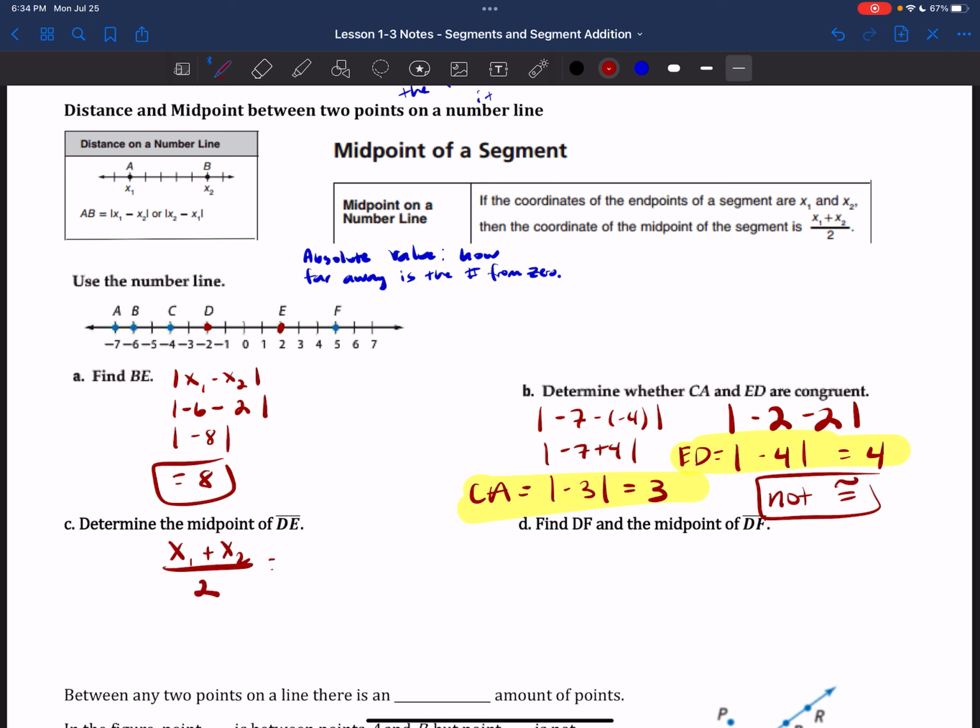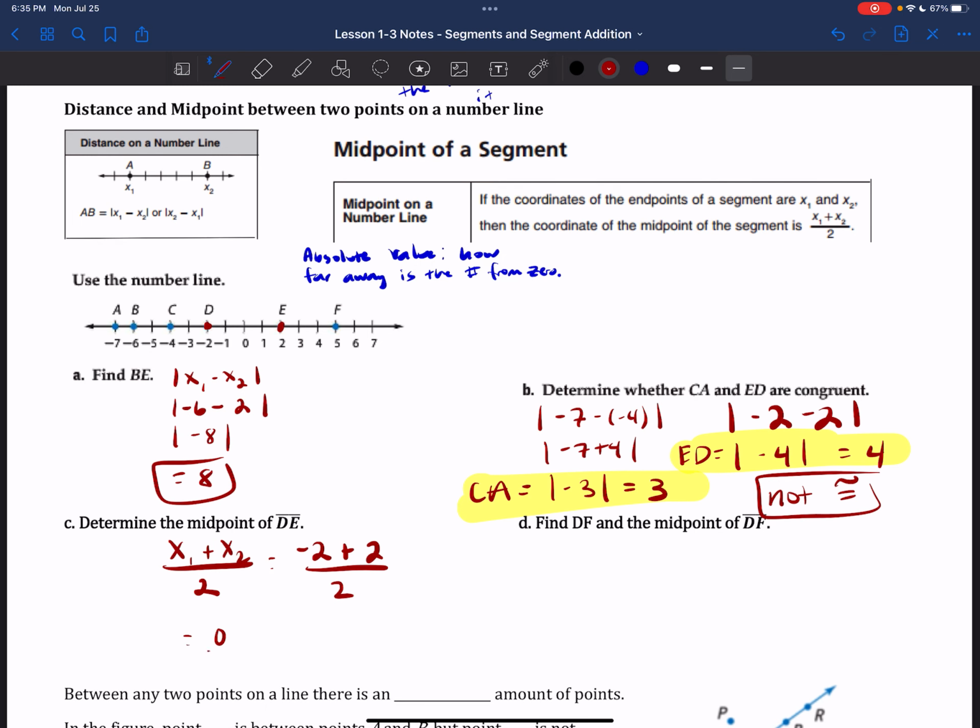X sub 1, I'm just going to say that's -2, plus x sub 2, which is 2. And then I divide that whole thing by 2, right? -2 plus 2 is 0 all over 2. That's just 0. The midpoint is 0. So here, if I draw that, here's -2, here's 2. The middle point between these 2 points here is 0. So that's going to be my midpoint.